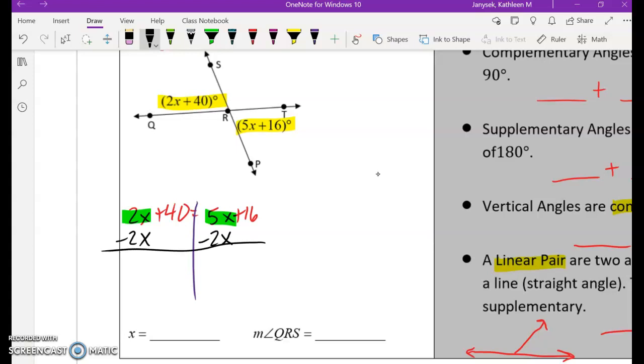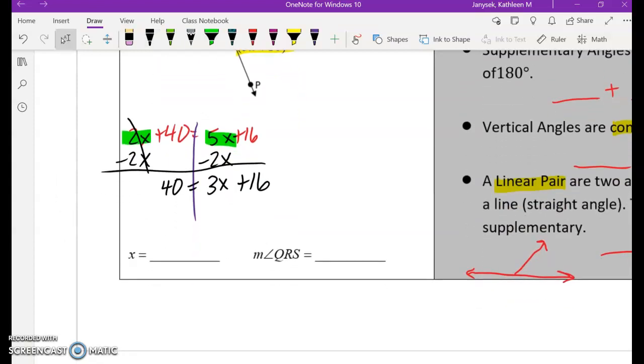5 minus 2 is a positive 3x, for instance. The positive 16 is still there. The 40 on the left is still there, but 2x minus 2x is 0. And that was important because our goal was to have just one x. Now we only have one x there, this one right here, and our goal is to get that x alone.